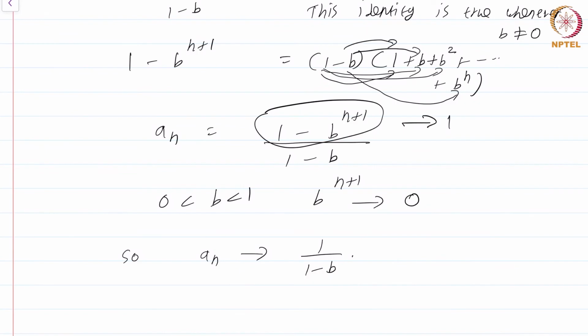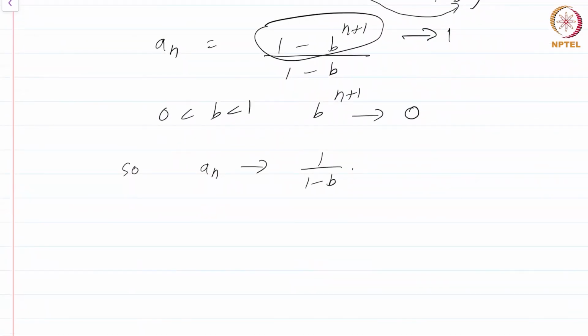Okay, excellent. Now what happens if minus 1 less than b less than or equal to 0? Again, I leave it to you as an exercise. Hint, you get exactly the same thing. So this shows that the geometric series converges to 1 by 1 minus b. Excellent. Now, one more example before we conclude this set of examples.